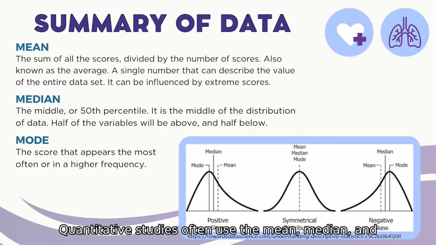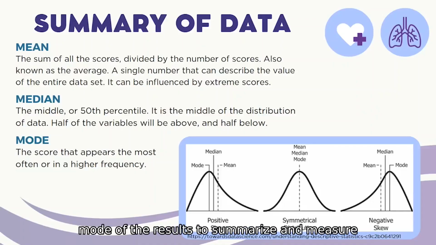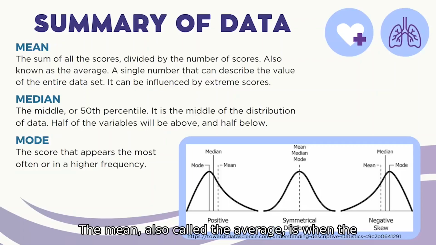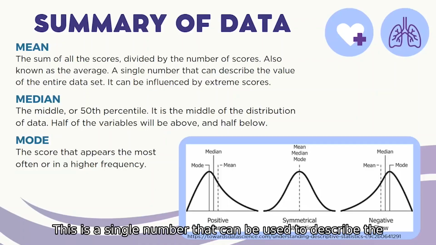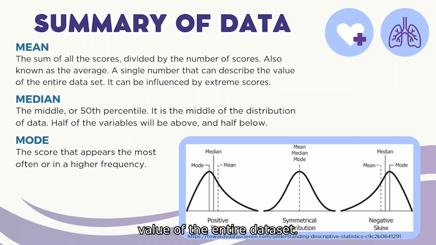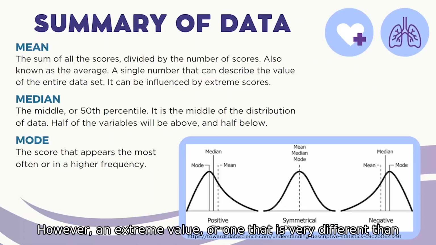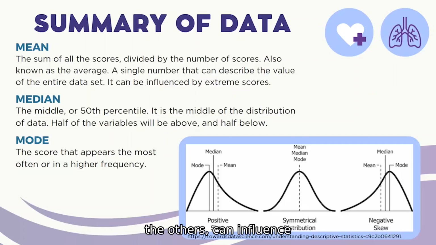Quantitative studies often use the mean, median, and mode of the results to summarize and measure their results. The mean, also called the average, is when the sum of all the scores are divided by the number of scores. This is a single number that can be used to describe the value of the entire dataset. However, an extreme value, or one that is very different than the others, can influence the average.